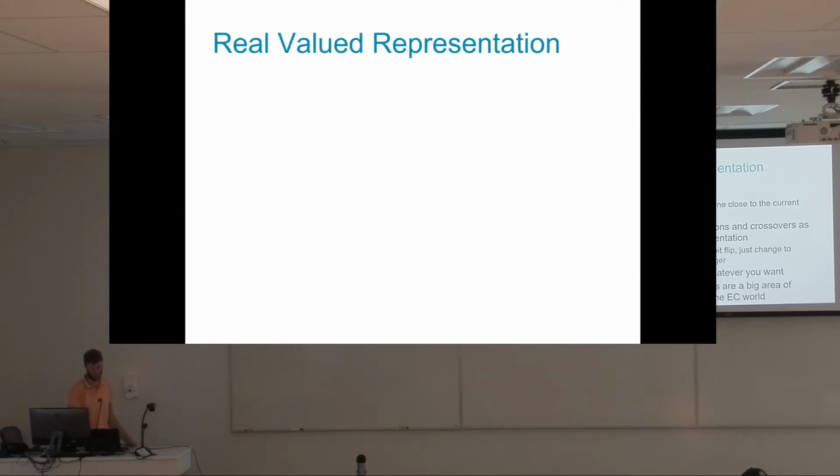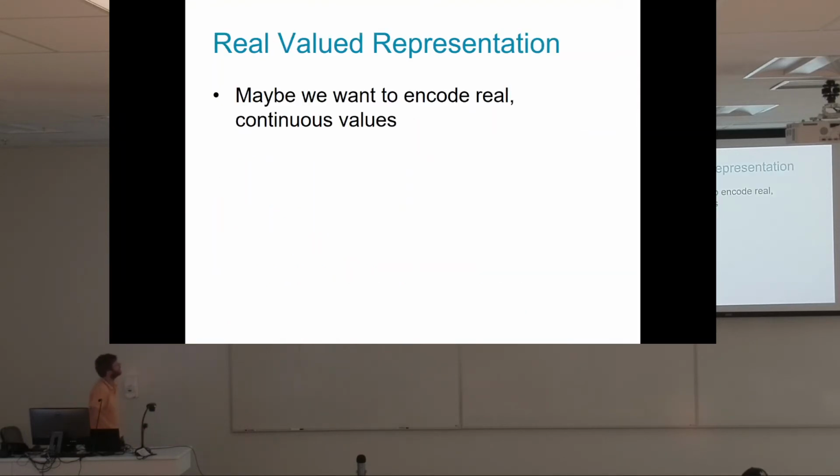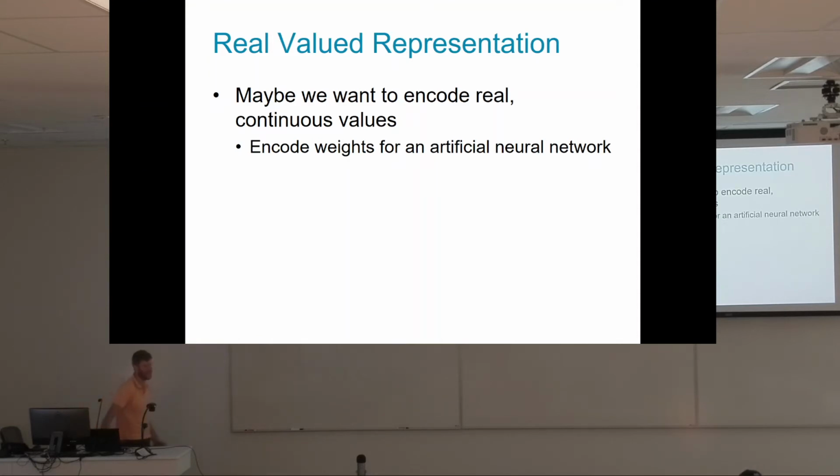Real values, maybe we want to encode real continuous values. Typically, genetic algorithms aren't particularly good with real values. They're fine, but there are other forms of evolutionary computation that are more designed for real values, like differential evolution. Sky's the limit. But GAs aren't designed for real values like other forms, but we could totally use them.